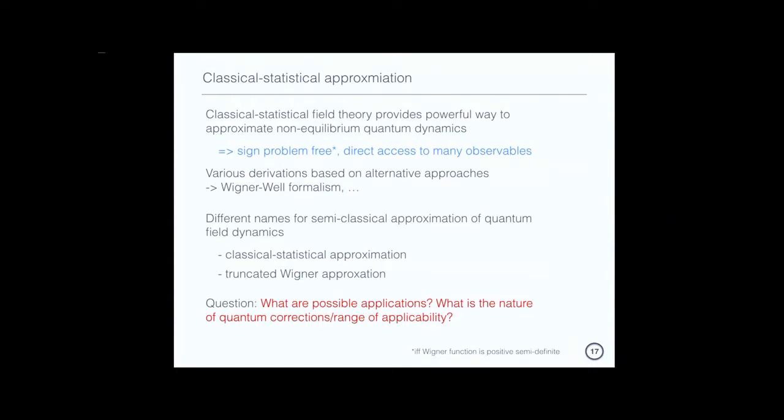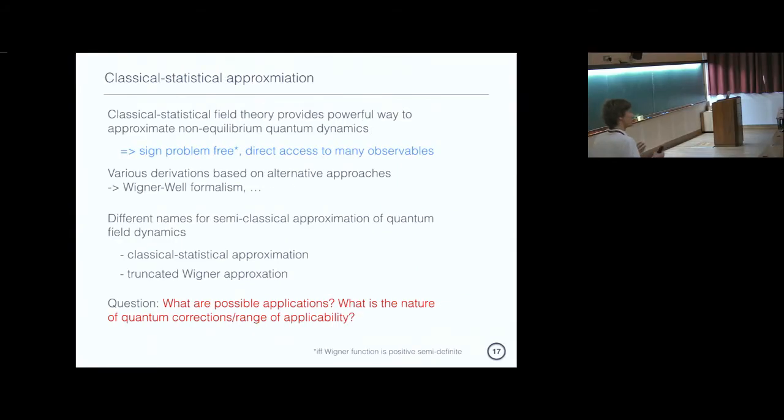So I just wanted to mention here that this is actually an approach that is not unique to our community. I mean, this is used in a variety of contexts, and so it also comes under different names in different communities. We typically call this classical statistical approximation. For instance, in condensed matter physics, this is oftentimes named the truncated Wigner approximation. And I think there are other names for this as well.